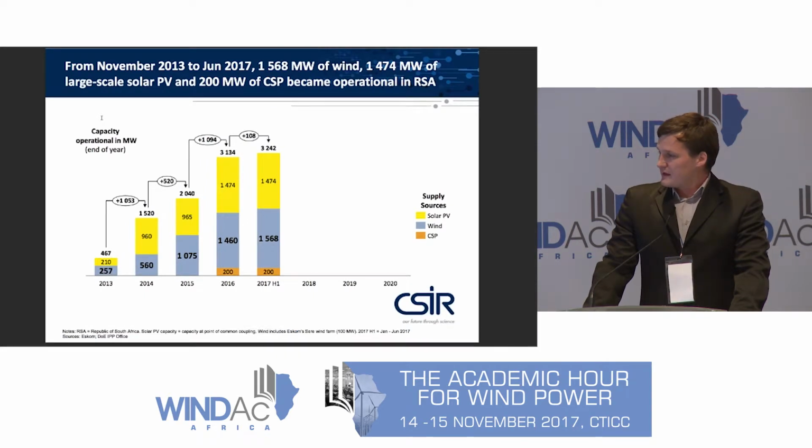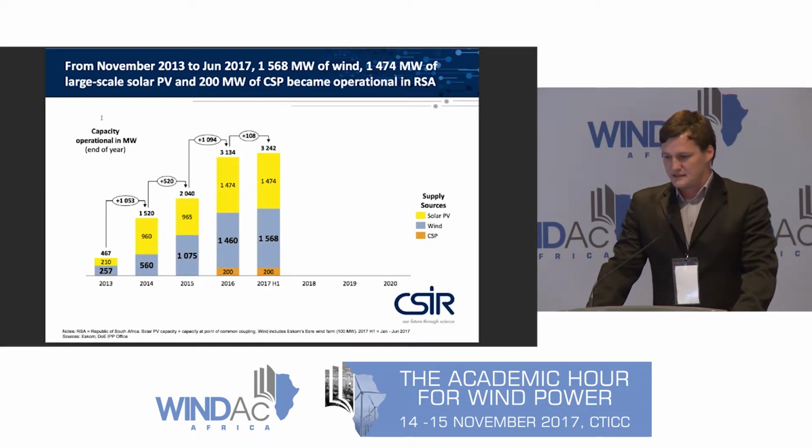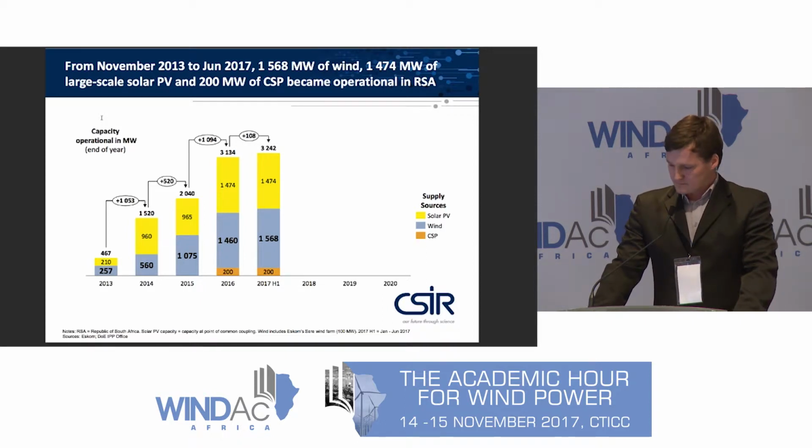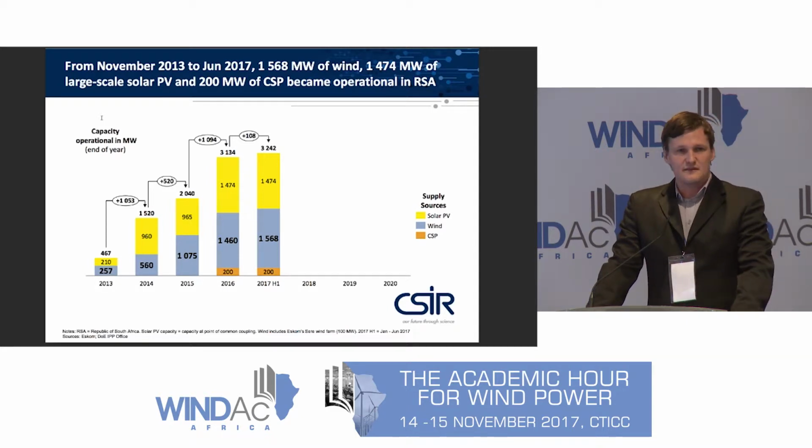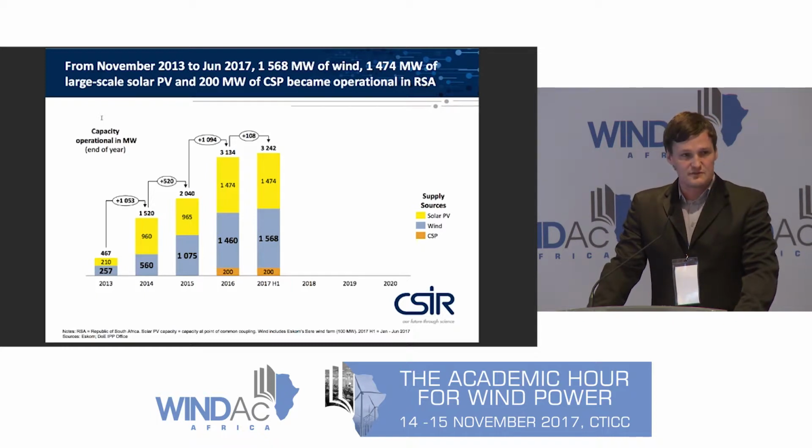So in terms of South Africa and highlighting wind, this is the operational capacity by the end of the year since 2013. We've updated it all the way to the first half of 2017, so you can see it's, as I mentioned previously, just under 1.5 gigawatts by the end of 2016. There was one wind farm added in 2017, at least in the first half of 2017, so just under 1.6 gigawatts is now operational in South Africa.